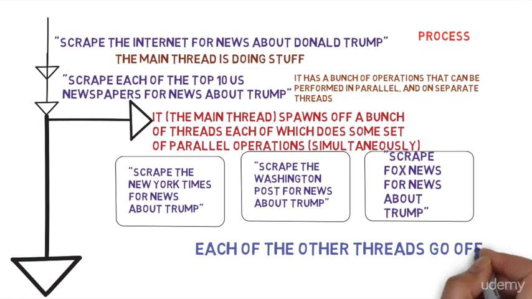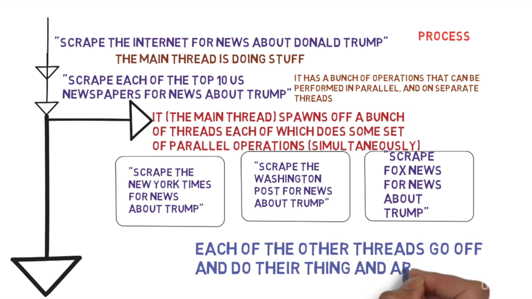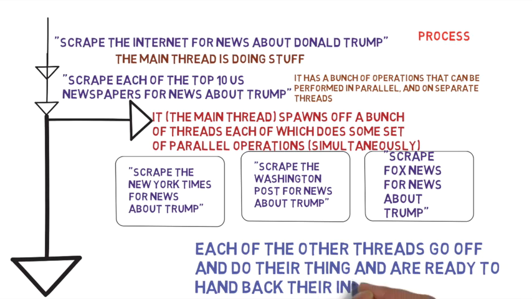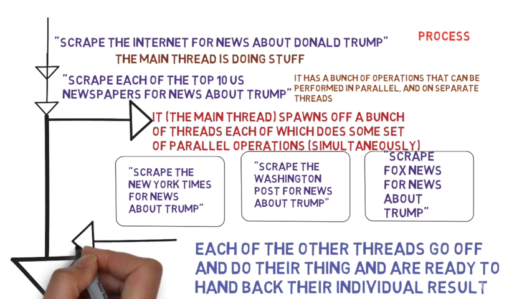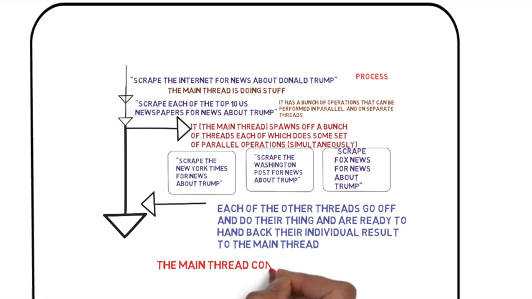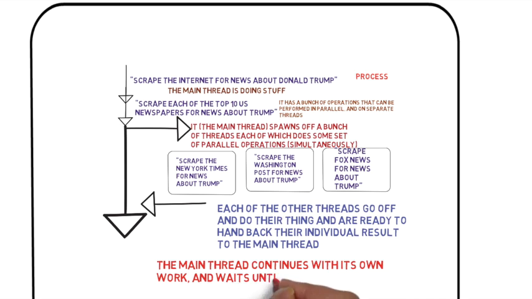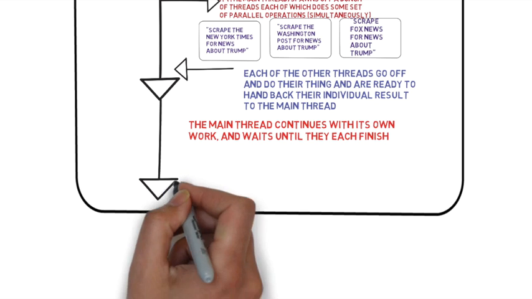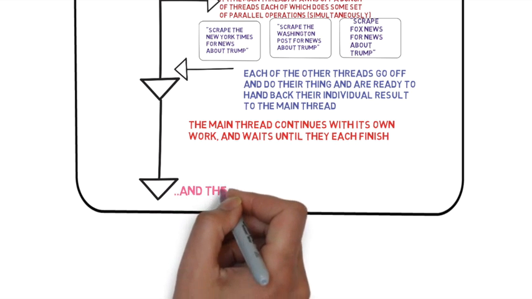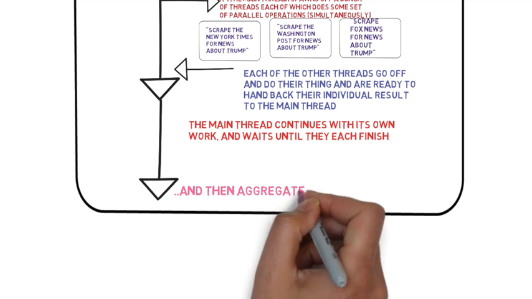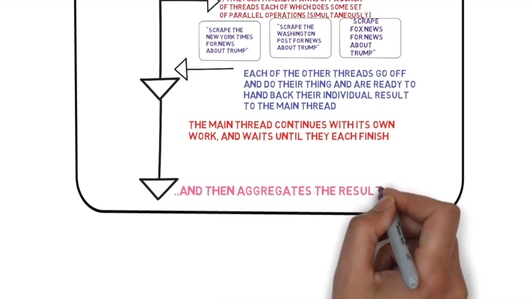Now each of these threads go off, they do their thing, and when they're done with the scraping, they're ready to hand back their individual result. Each thread has a result to offer us. We are interested in the results of all these threads. In the meanwhile, the main thread has continued to perform the tasks that it has to. Once it's done with its work, it just waits till each of these other threads complete their tasks. Once it's got all the results from all the threads, it can then aggregate these results.